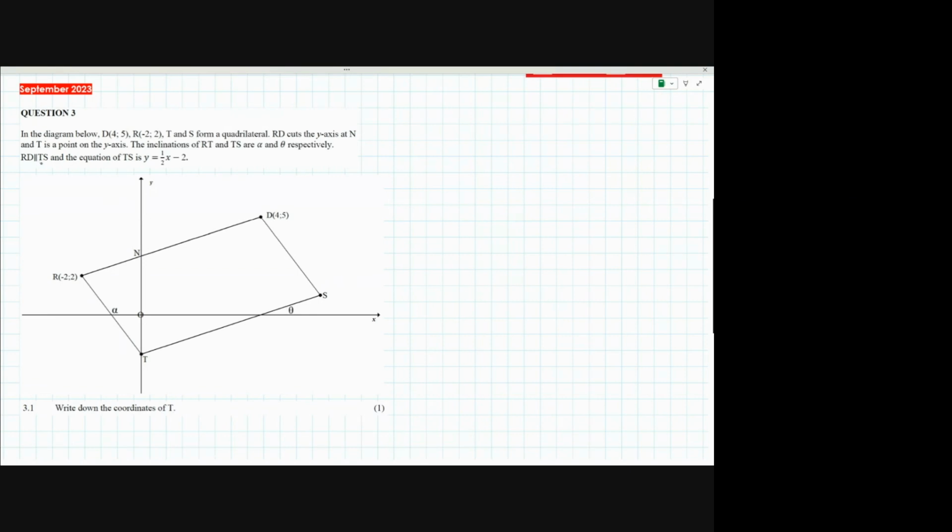RD is parallel to TS, so we know that one pair of opposite sides are parallel, so at the bare minimum we know this is a trapezium. And the equation of TS is y = ½x - 2. Okay, so immediately, again, looking at my first question, I've got some information there that's going to be quite useful for me in answering my question.